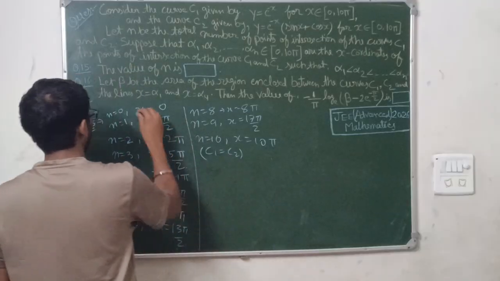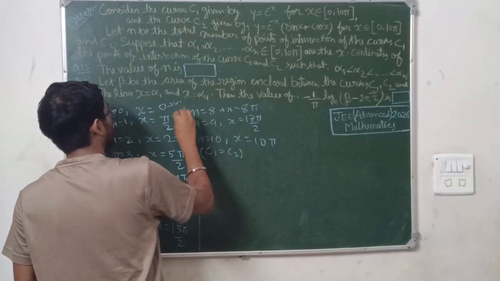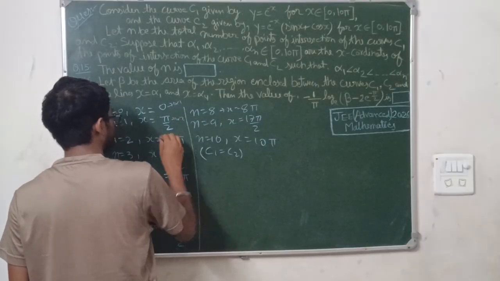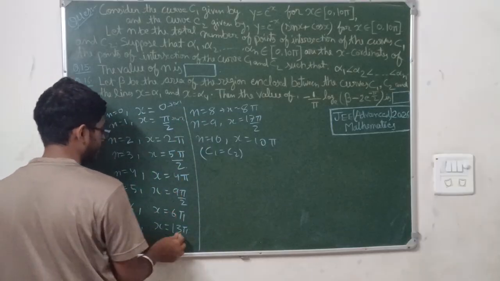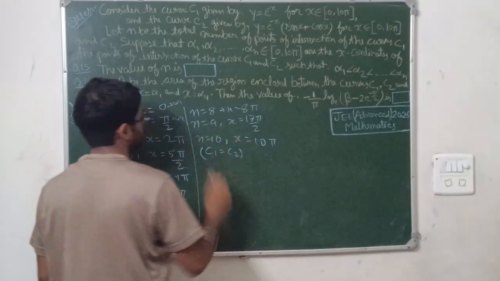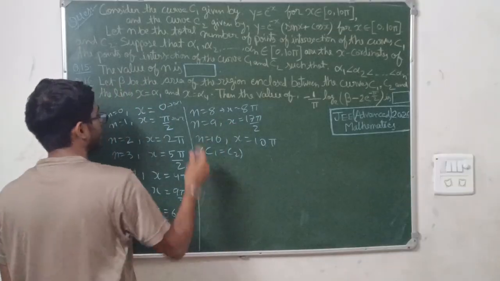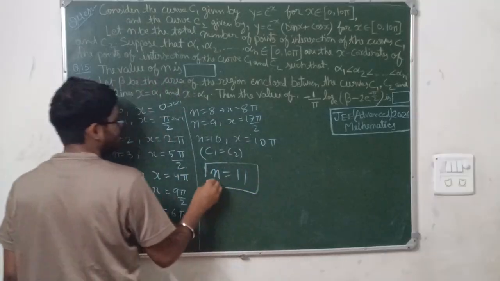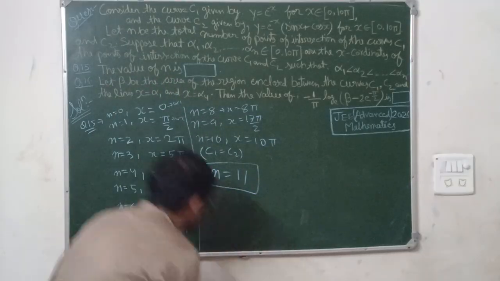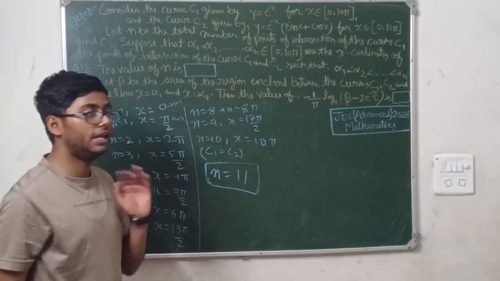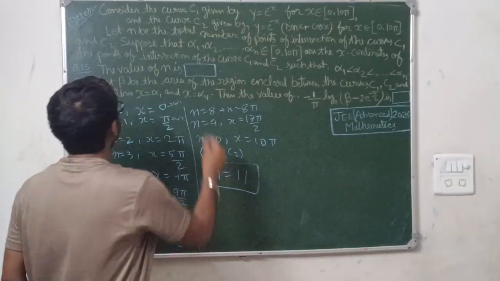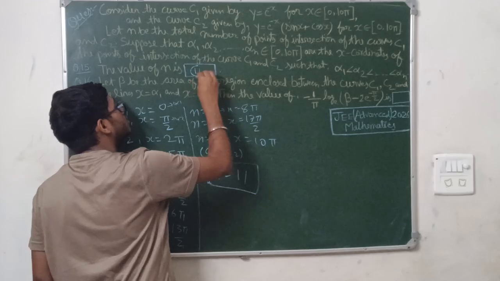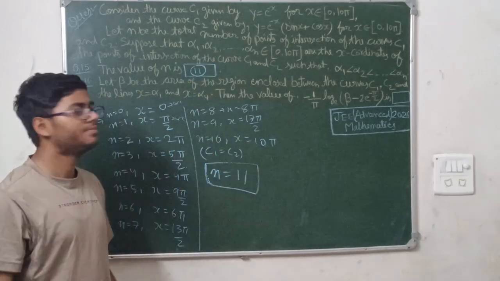Okay. So alpha 1, alpha 2, alpha 3, alpha 4, alpha 5, alpha 6, alpha 7, alpha 8, alpha 9, alpha 10, alpha 11. Means how many solutions are there? 11 solutions. So n is 11. For the first part, the answer is 11. So the first part is solved quite easily.